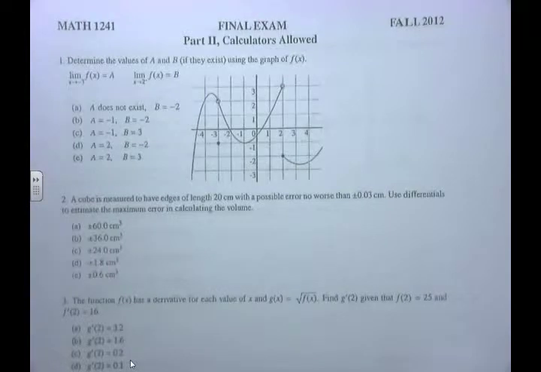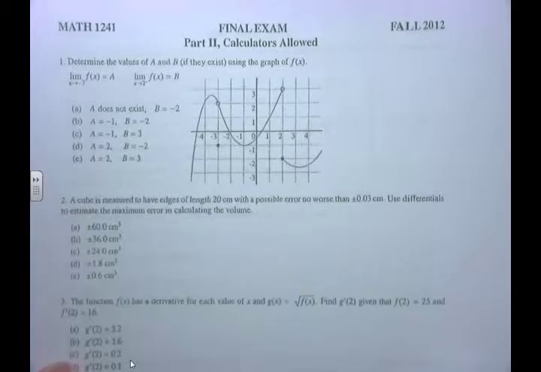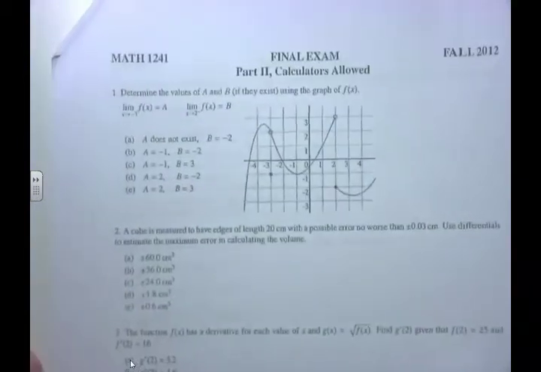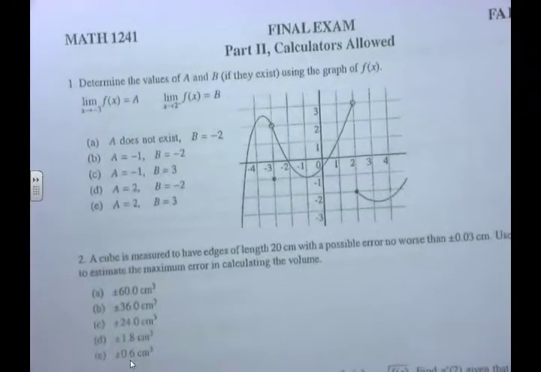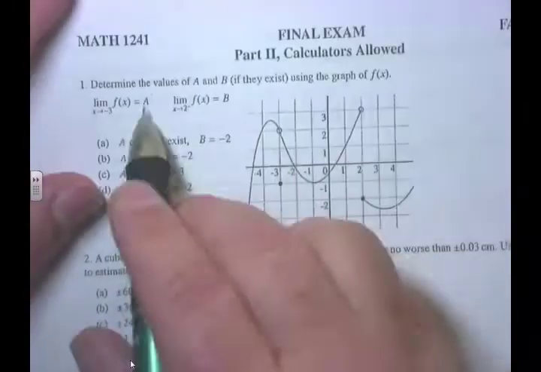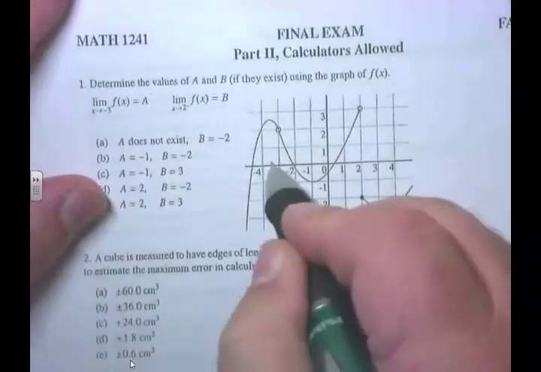Determine the value of A and B if they exist using the graph. Take the limit as x approaches negative 3. Let me blow this up just a little bit. You guys can see this a little bit better. Take the limit as x approaches negative 3 of A. Negative 3. Here's negative 3.